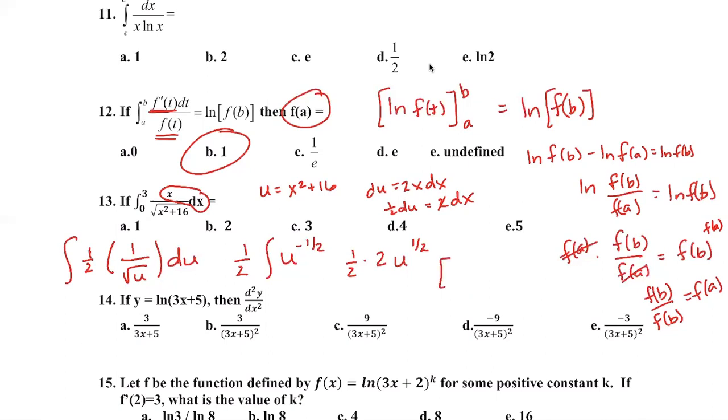And I'm evaluating between 0 and 3. So I'd have the square root of x squared plus 16 from 0 to 3. If you plug in 3, that gives you 5. If you plug in 0, that gives you 4. So 5 minus 4 gives me my 1. Is that better? Yeah. Other ones you'd like to see?